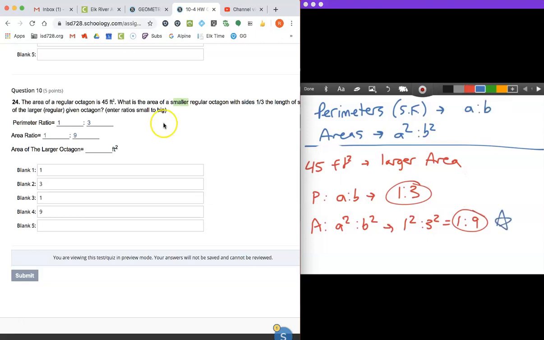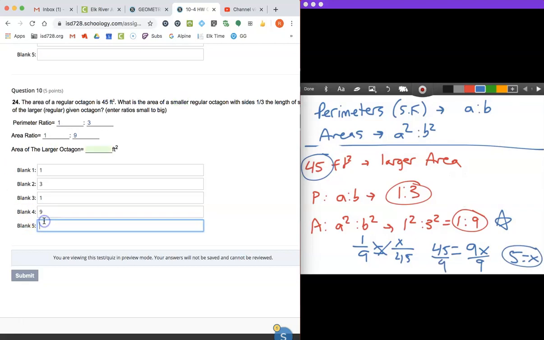So we know that the ratio of the areas is what we need. All right, since they're asking for an area, I need the ratio of areas. 1 over 9 is equal to, and then we got to figure out where the 45 goes. Since the 45 is the bigger, I'm going to put the 45 on the bottom and x on the top. I'm looking for the smaller. Okay, so I'm going to cross multiply. 1 times 45 is 45. 9 times x is 9x. If I divide by 9 on both sides, x has to be that smaller area, 5 square feet.